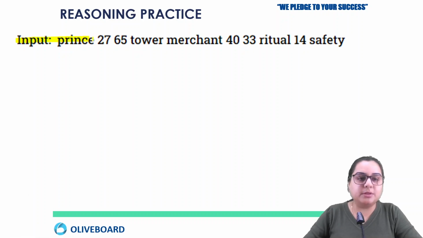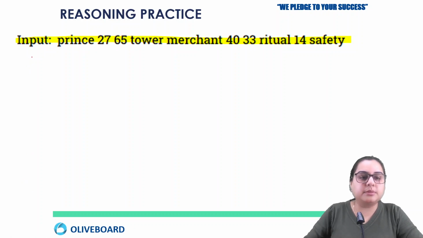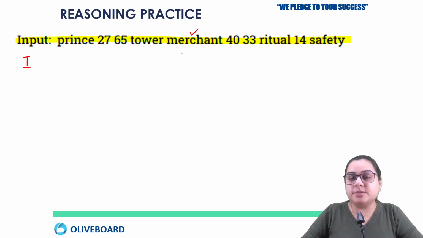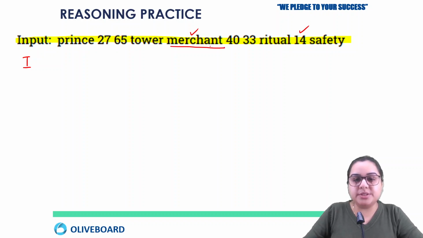Okay, now we have to solve this input. Let's write the first step. What will be the first step here? First I am going to arrange the smallest word and smallest number. Alphabetically, the first word that would come is merchant and the number that would come is 14. If I arrange this merchant, I have two vowels in this word, that is A and E. I know that there will be 5 steps.